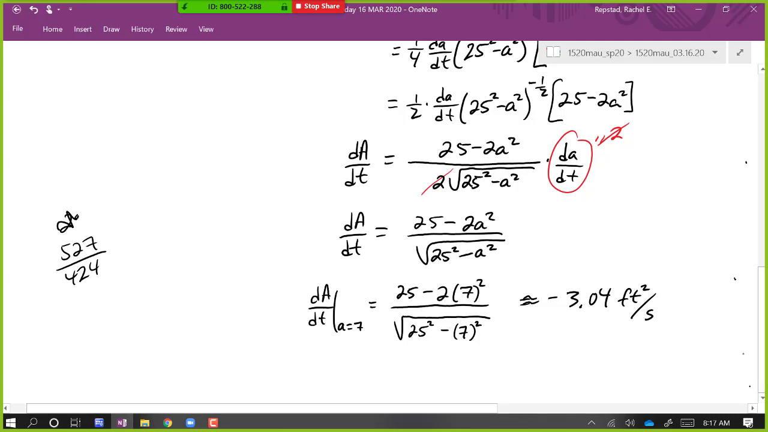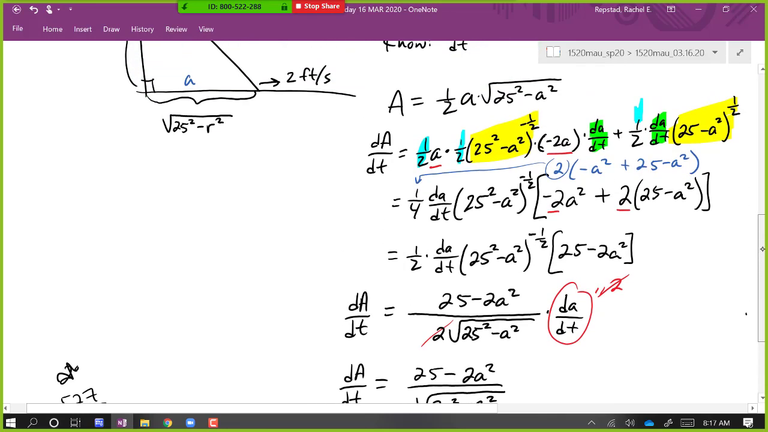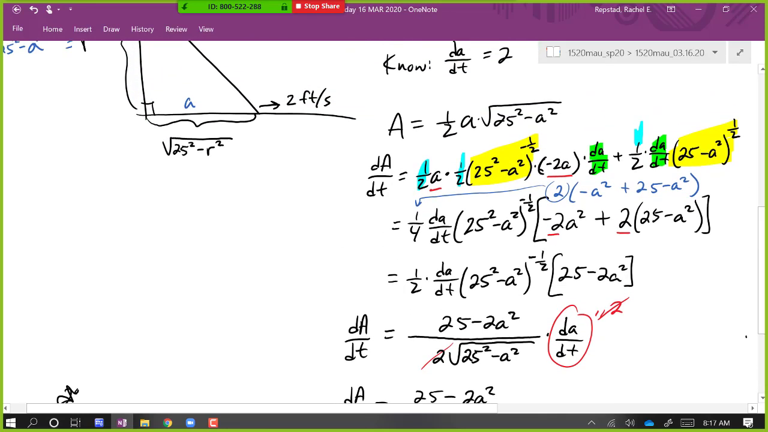I don't know, so there definitely could be an error in my work here, and I also wonder if there was an easier way to do it. Look, if I did 1/2 a times r, like 1/2 base times height, and we use the product rule here, we have 1/2 a times dr/dt plus 1/2 r times dA/dt, basically, right?